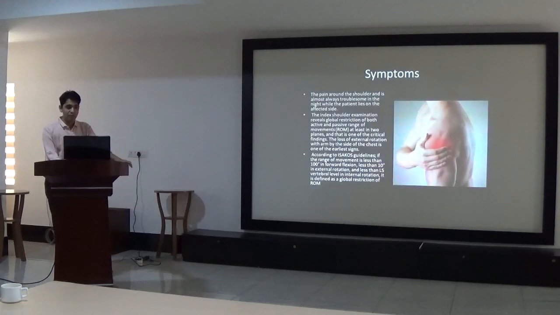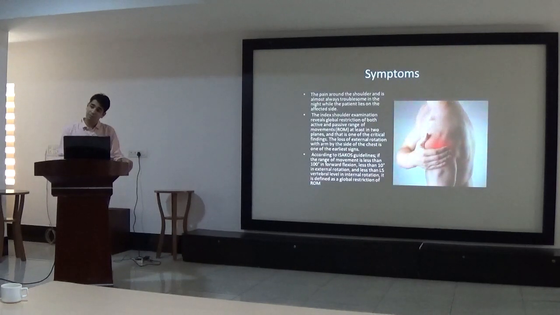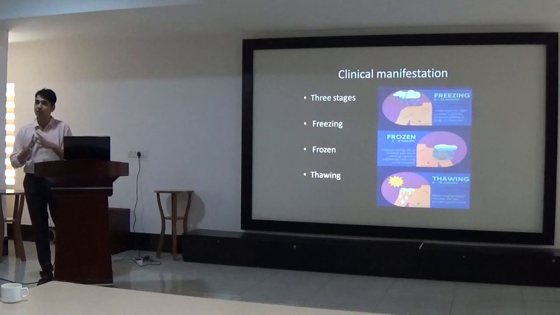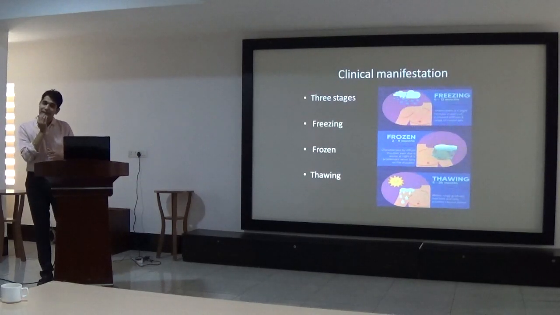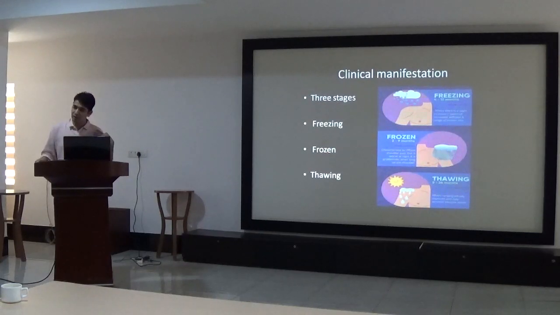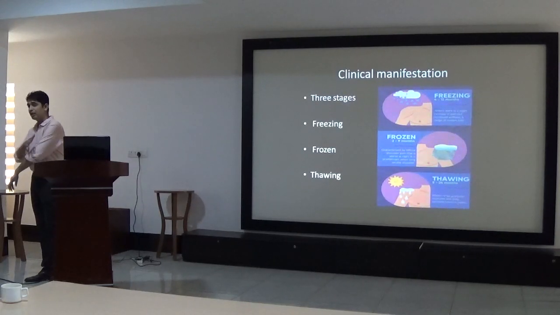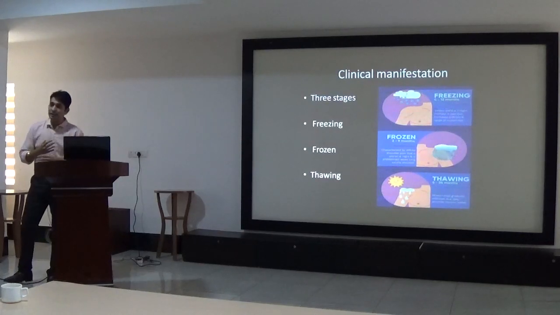Going by the previous slide, in the freezing stage the symptom is pain, more in particular movements, which I will come to. Pain is over the deltoid region. The patient might have referred pain to the elbow or up to the paraspinal upper back region. The first movement which goes in frozen shoulder is internal rotation.